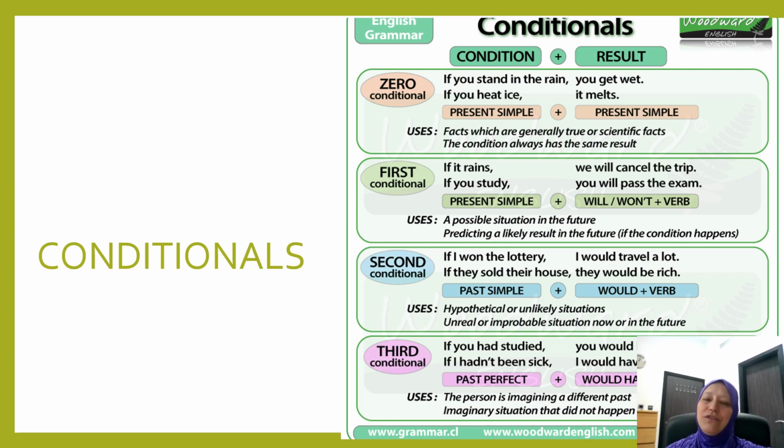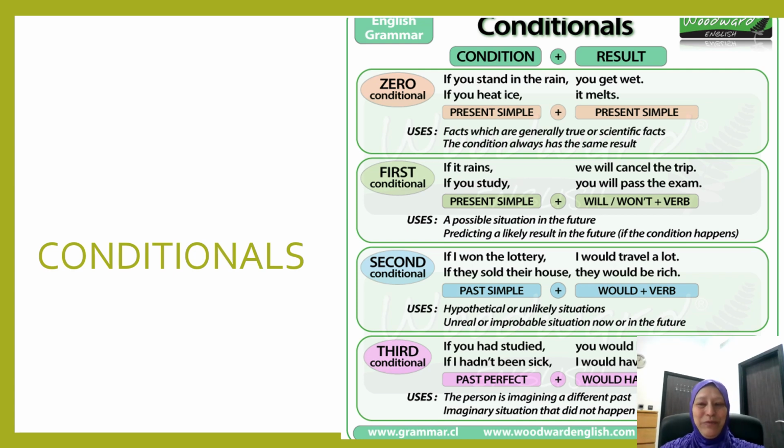And finally, the third conditional is the form which has regret, and the form of it is past perfect and would have plus past participle. So, for example, if you had studied, you would have passed. If I hadn't been sick, I would have gone to the party.